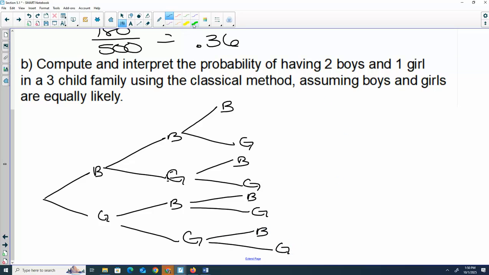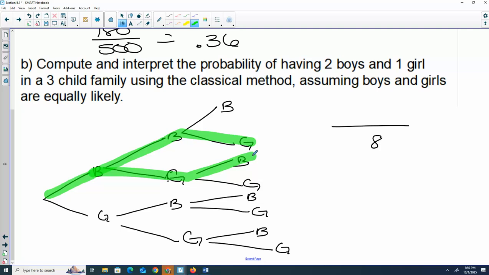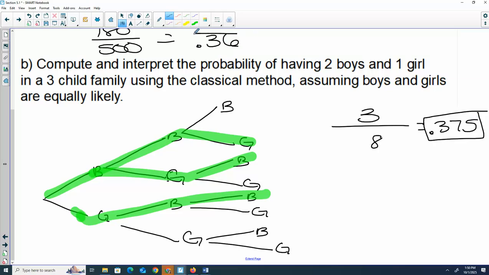So if I'm looking at this, how many total possibilities were there? 8. So you're looking at that final branch, how many did we have? There were 8. How many of those were 2 boys and 1 girl? So we could have gone boy, boy, girl, boy, girl, boy, girl, boy, boy. Any other way? But we need 2 boys. So that's 3 out of 8. What's that? 0.375 or 37.5%.